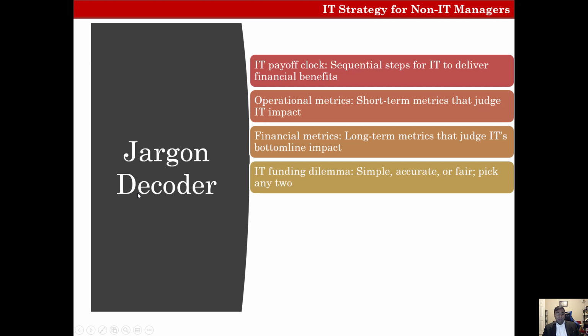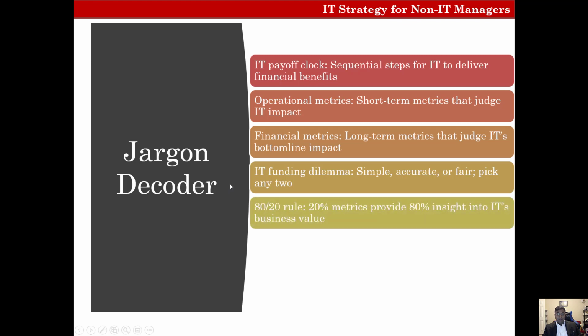IT funding dilemma is whether to focus on simple, accurate, or fair. And this is important because you can really pick two out of the three. You can have simple and accurate, or simple and fair, or you can have accurate and fair. But you are going to lose on one of these three different criteria or priorities. The 80-20 rule is that 20% of metrics provide 80% of the insight into IT's business value. So it's important that we focus on the right metrics.